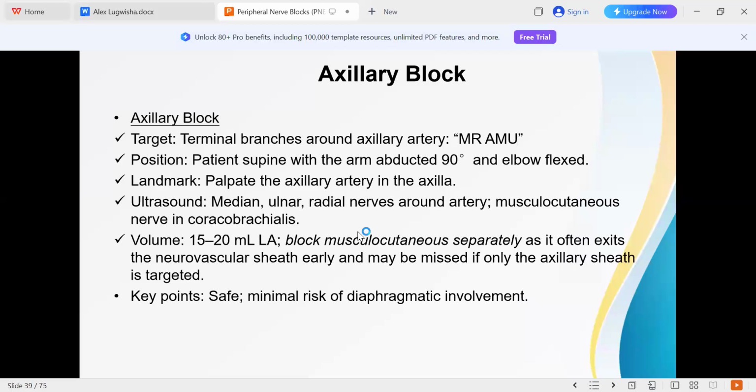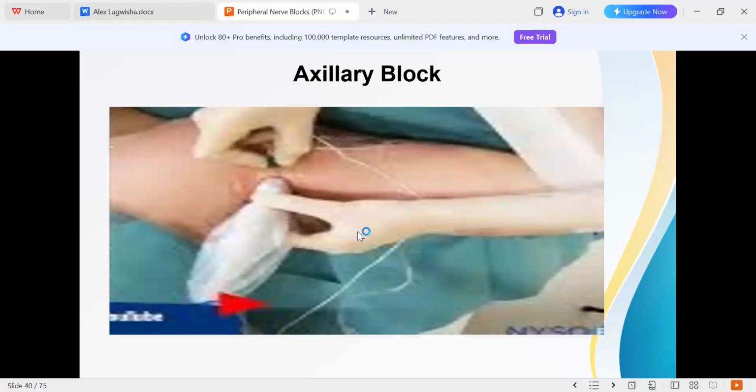I mean the forearm and the wrist, and it usually provides a very dense block for these structures. All right, so this is the axillary artery. The ultrasound probe is located in the axilla, and this is where you look after palpating for the axillary artery. I remember those days we used to do landmark. There are different ways we used to do the landmark technique. For those of us who do not have ultrasound, palpate the axillary artery.